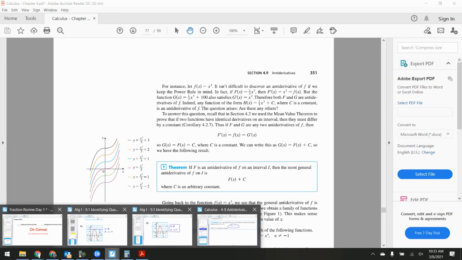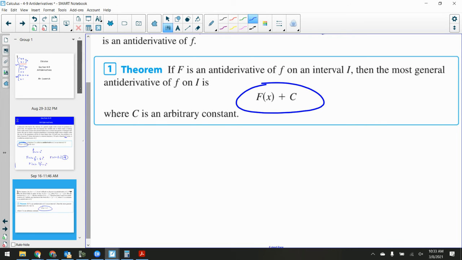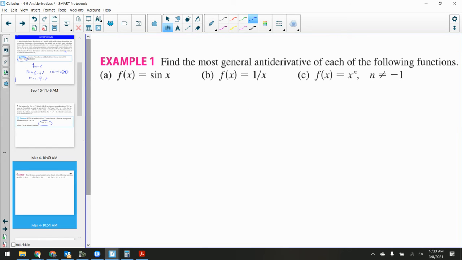Okay, let's jump back here. So let's take a look. Find the most general antiderivatives for each of these functions. Okay, let's take A. A is f of x is equal to sine x.